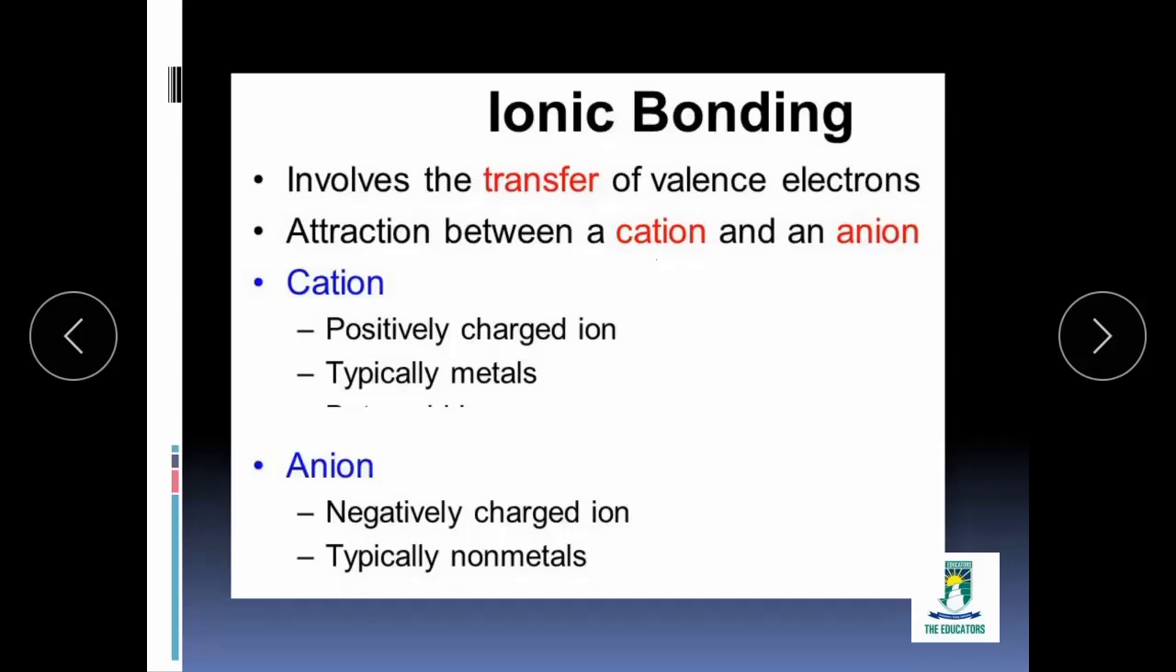What does this cation mean? Whenever any atom loses an electron, it will be positively charged, and a positively charged ion is called a cation. Usually these may be metals. On the other hand, negatively charged ions are called anions. Usually these are non-metals.